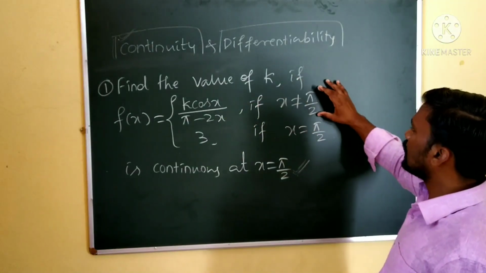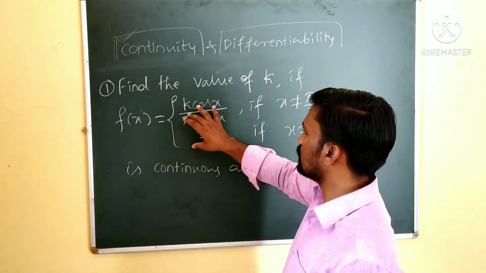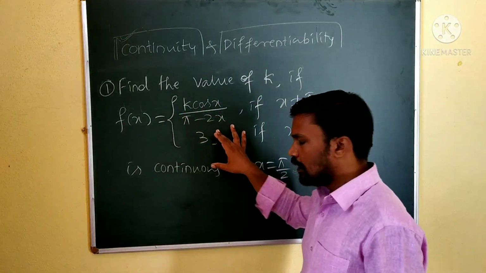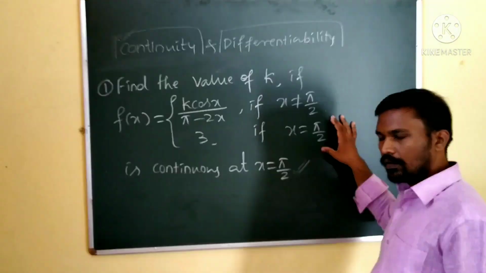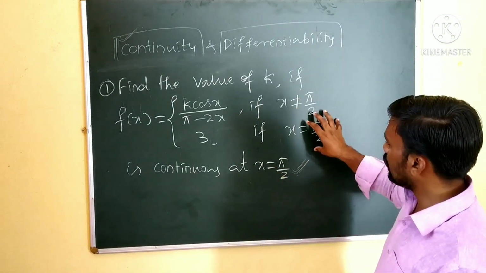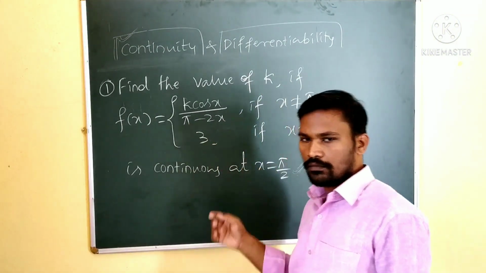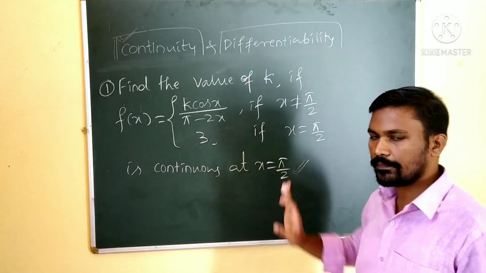If x is not equal to pi by 2, then the function value is k cos x by pi minus 2x. If x is equal to pi by 2, at this particular point, pi by 2 being the limit point, the value of the function is 3. Here in this question, the value of the function is already given, which is 3.